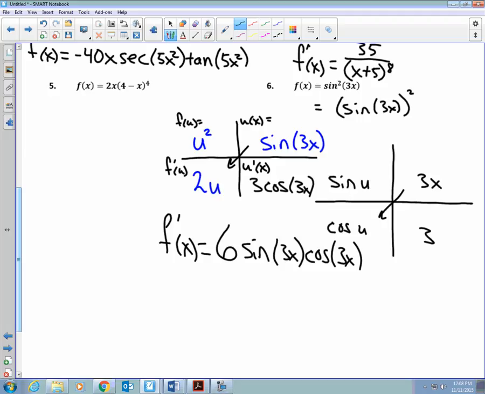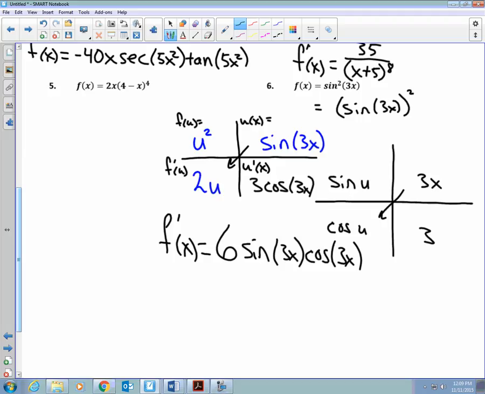I don't know if I've actually seen a problem on the AP exam that involves taking the derivative that doesn't involve using the chain rule. It is the most important rule that you will use moving forward to take derivatives, without a doubt. So we're going to practice this.